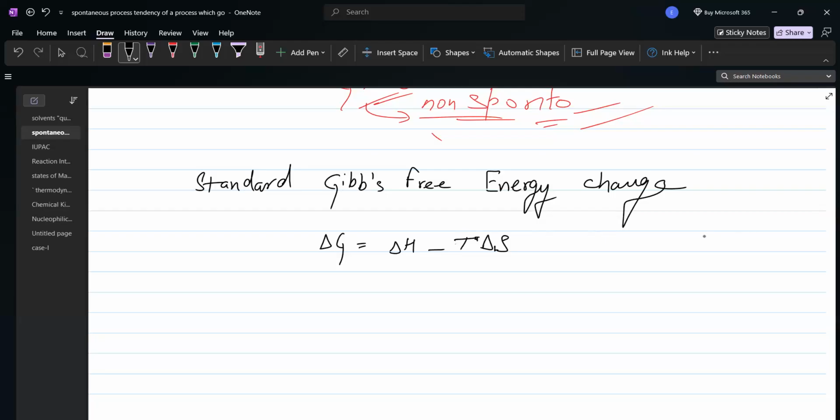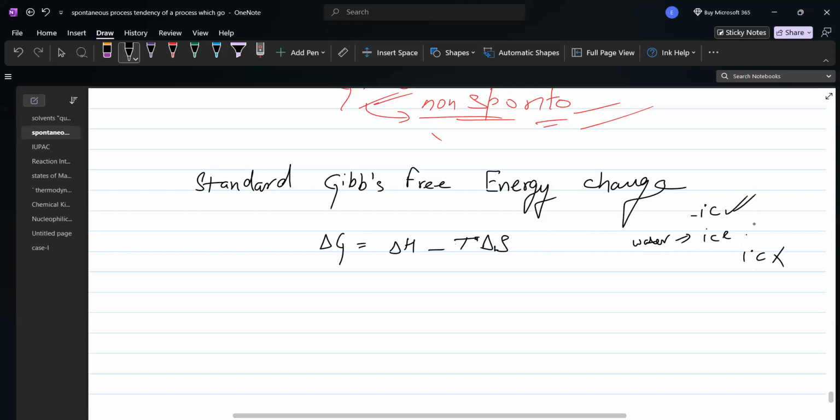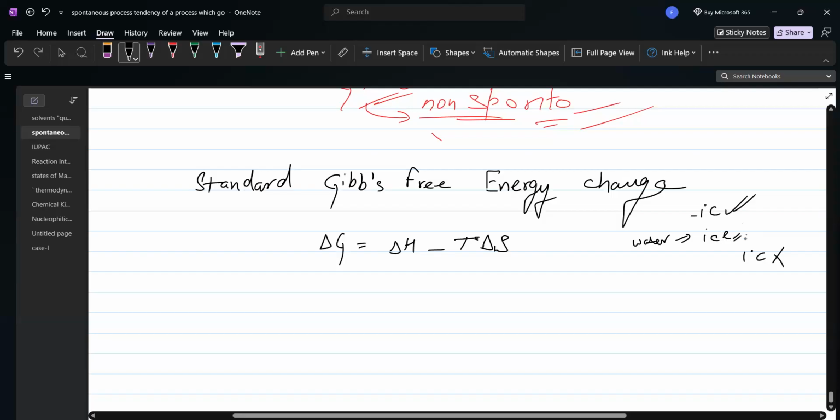We have given the example of conversion of water into ice. At -1 degree Celsius it is spontaneous, and at 1 degree Celsius it is not spontaneous, right? Everyone, at -1 degree Celsius water is spontaneously converting into ice, but at 1 degree Celsius it is not possible, right?